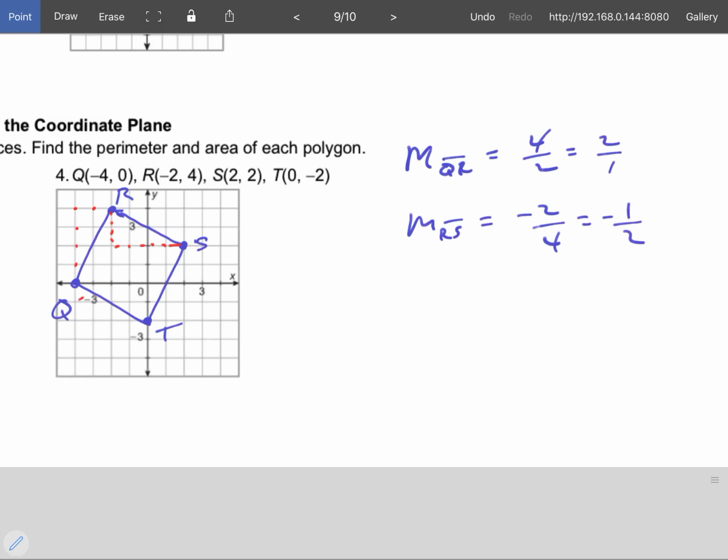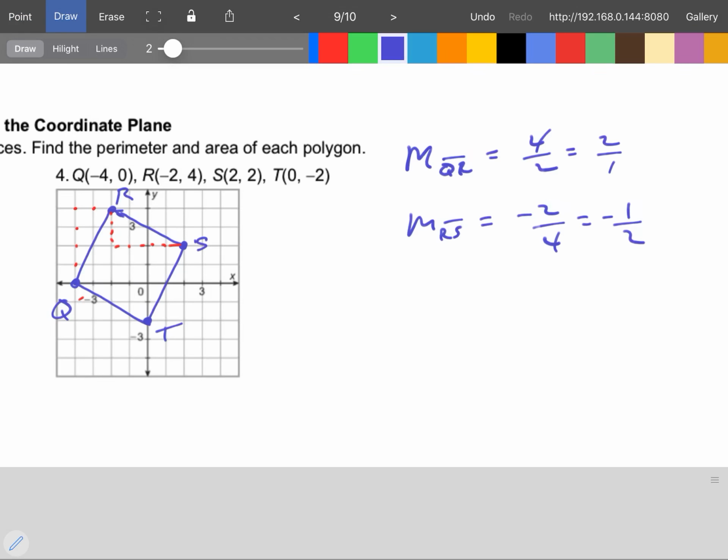But I don't think you guys are going to make that big of a deal out of it. I think you guys saw already that it was a square, okay? So what we got to do then is just find the perimeter and the area. Well, the perimeter and the area, let's see, the area, let's do that first. So the area for a square, all we got to do is just area equals the base times the height.